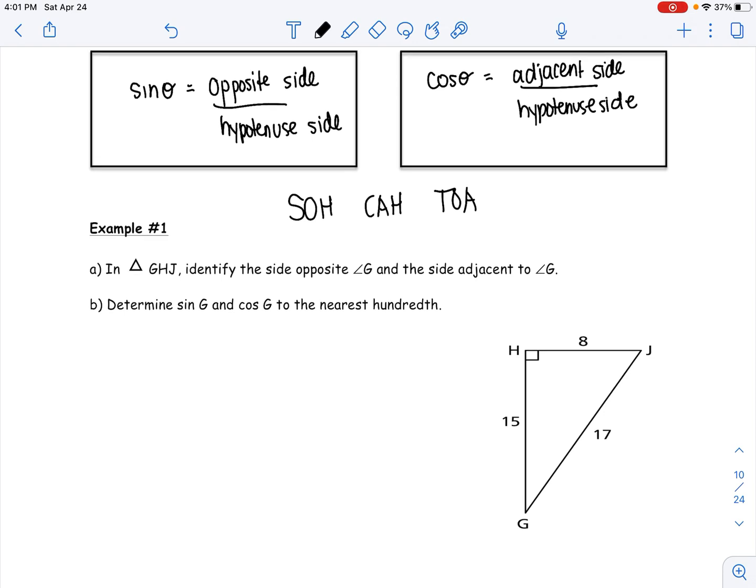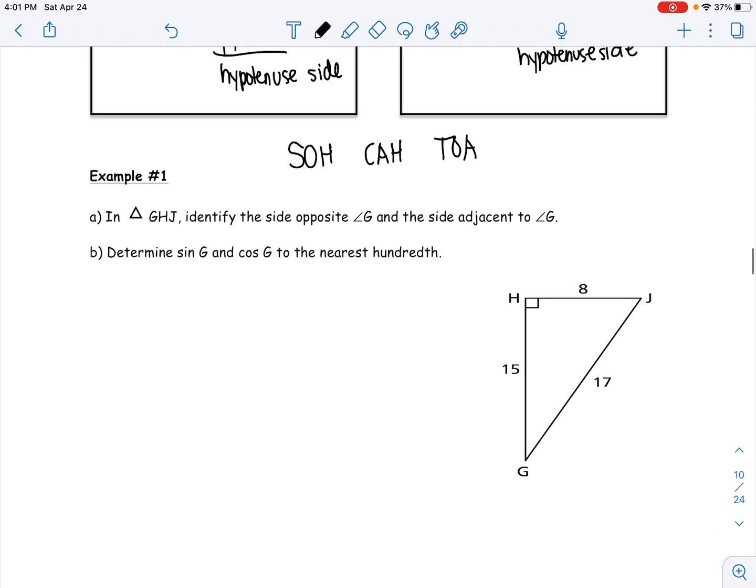So in example number 1, they're giving you triangle GHJ. Identify the side opposite to angle G. So let's look at angle G. What's the opposite to it and what's the adjacent to it? Well, I always start by labeling the hypotenuse, and then the other leg coming out of that same angle is your adjacent. And this means that this is the opposite to angle G. So we've just identified the sides. That's step 1 for A.